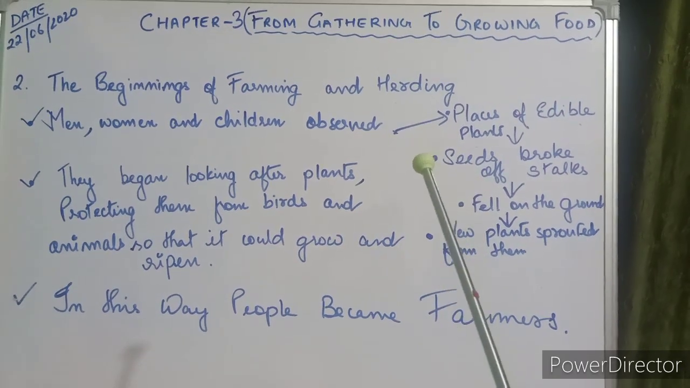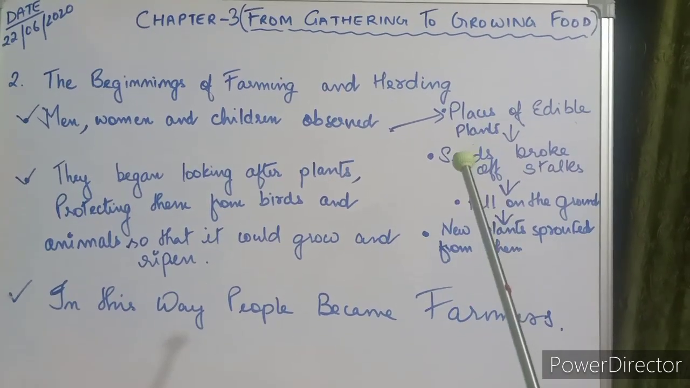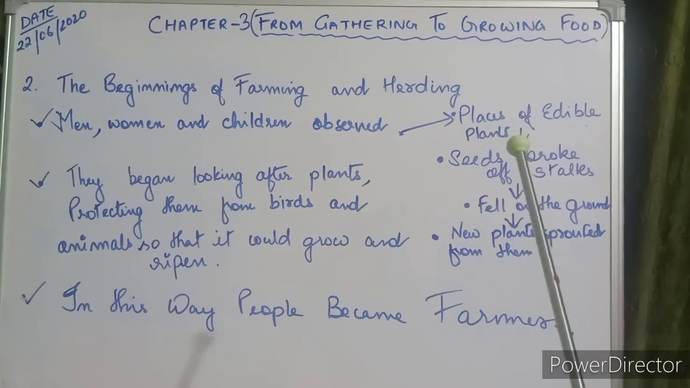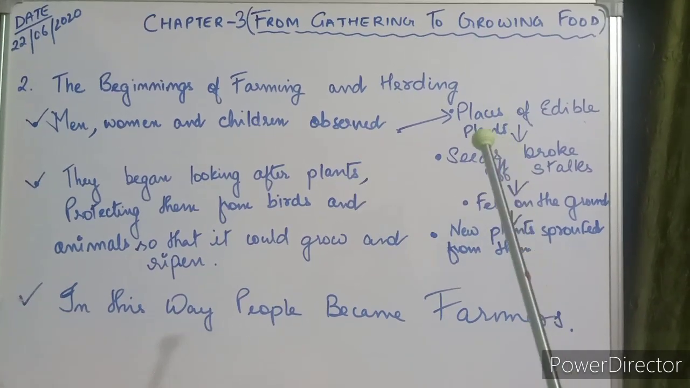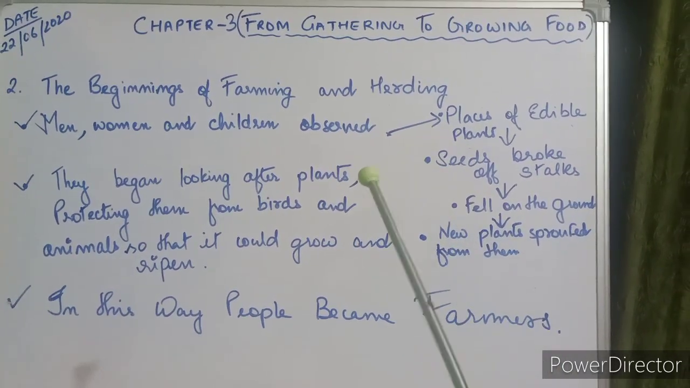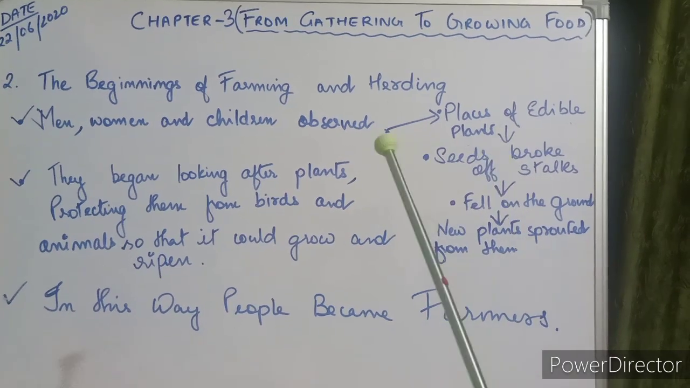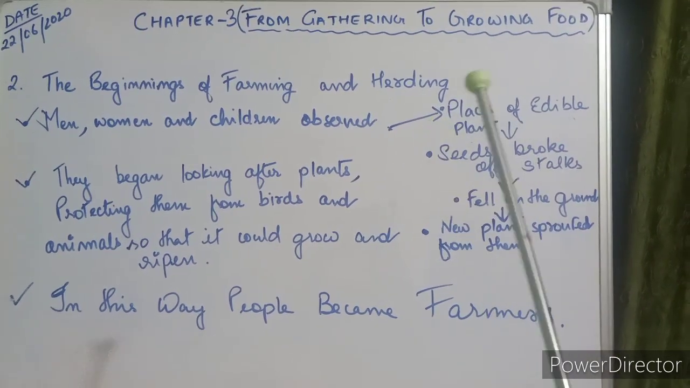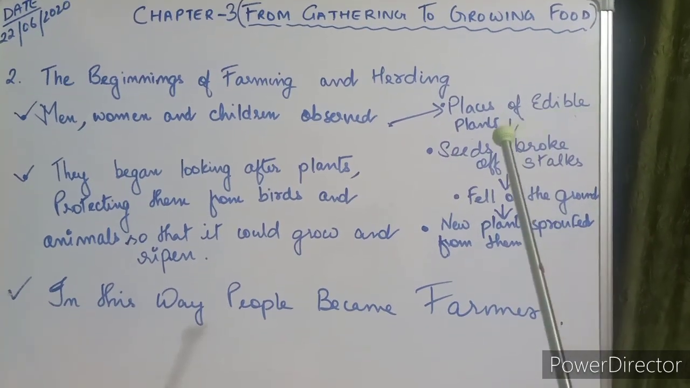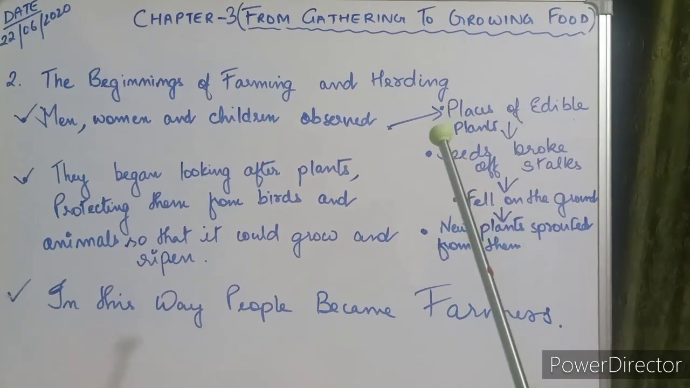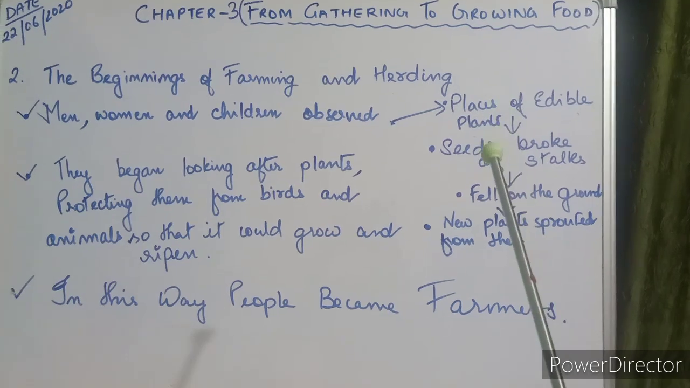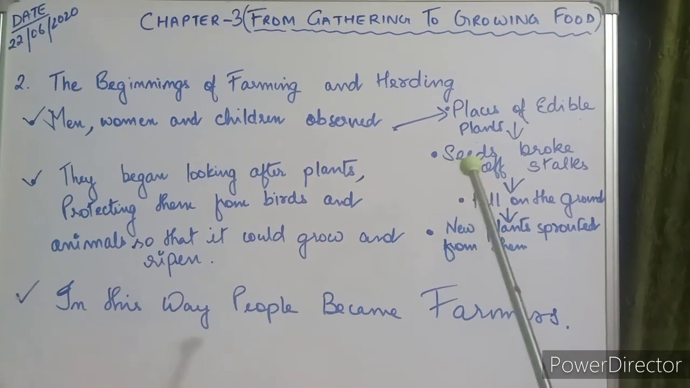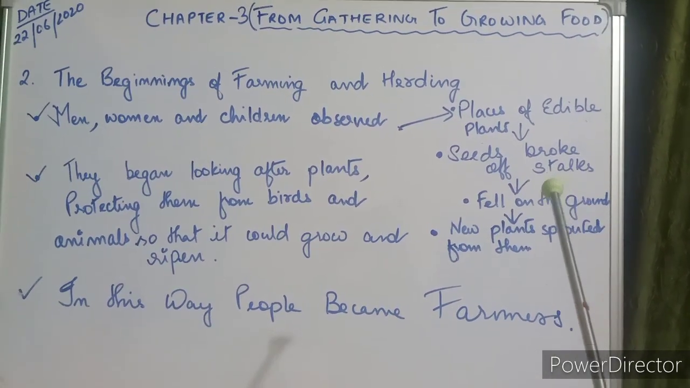They actually observed the places of edible plants, where plants were there, where fruits were there, where grasses, where cereals were growing, where rice were growing, where barleys were growing. They were busy finding places, observing where all these edible plants were found.